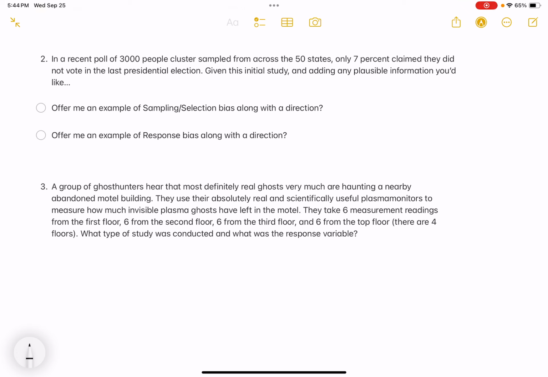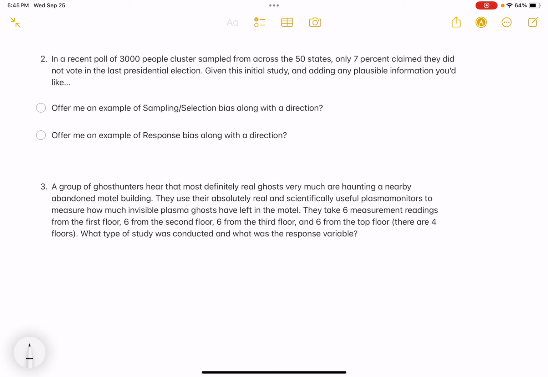For part 1 of this, offer me an example of sampling or selection bias. It's really important that you know, for any type of problem that you see, that the 2 main kinds of bias you have are sampling selection bias or response bias. Overall, they are the most common ones you will pick an answer for. You should also know that sampling or selection bias has to do with the people you initially bring into your survey. So in this case, it says a recent poll of 3,000 people. They don't give any details except that they are from across the 50 states. Now, that's pretty good. The problem here is they don't state the age ranges. And this question is about voting.